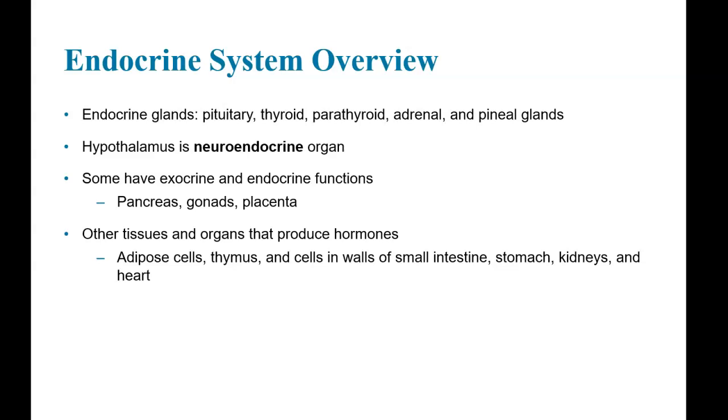Some of these glands have either exocrine or endocrine functions, like the pancreas, gonads, and the placenta. So the exocrine glands are the glands that have ducts. Endocrine glands are considered to be ductless glands. So these are glands without ducts. The pancreas, gonads, and placenta, they have the duct. Other organs or tissues that produce hormones include adipose cells, the thymus, and also cells in the walls of the small intestine, the stomach, kidneys, and the heart.